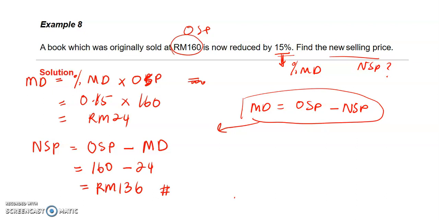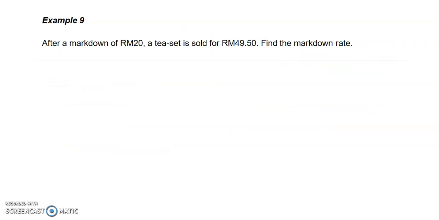This is the last example for this video. After a markdown of 20 ringgit, a tea set is sold for 49 ringgit 50 sen. Find the markdown rate. Okay, this 20 ringgit is the amount of markdown. Selepas penurunan harga sebanyak 20 ringgit, this tea set dijual pada harga 49 ringgit 50 sen. So this is the new selling price, the selling price after the 20 ringgit markdown. So now find the percentage of markdown.